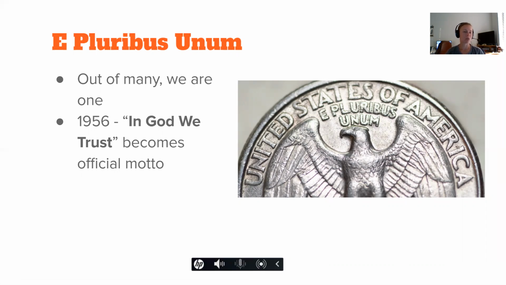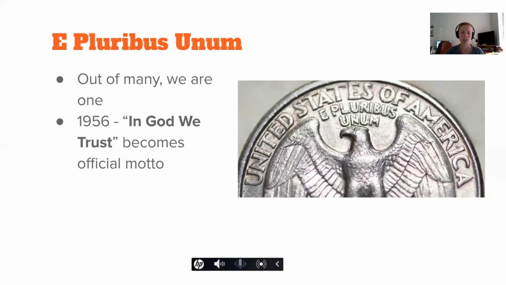But our motto, out of many we are one, you probably have seen this before, even if you don't immediately recall it. That's on our money, right? Any coin that you have, any currency in the United States, it's stamped with that. And it has different meanings for different people, but if you think about it, out of the 13 different colonies, we became one nation. Out of today's 50 states, we are one country, the United States of America, under our Constitution.